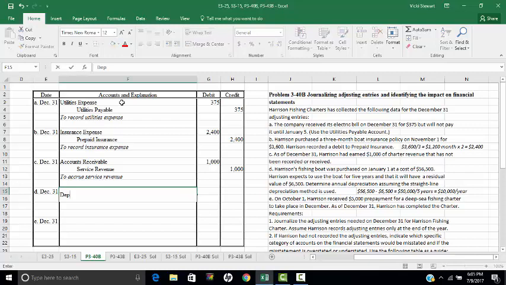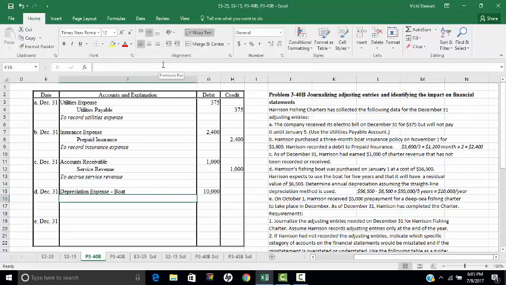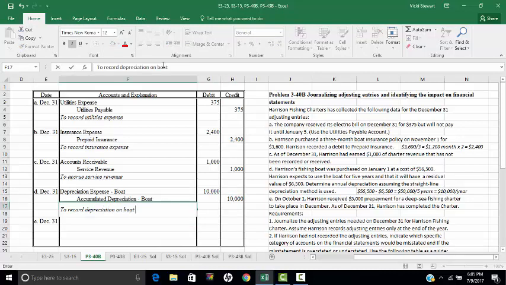So we're going to record, debit our depreciation expense boat for $10,000 and credit accumulated depreciation boat for $10,000. Our explanation will be to record depreciation on boat.